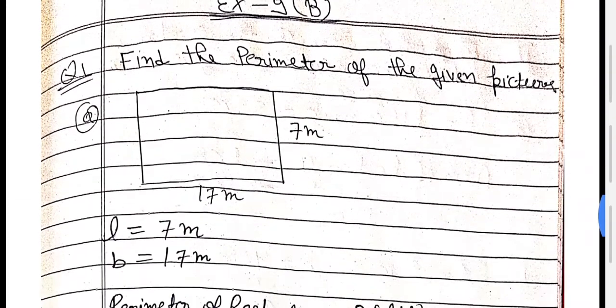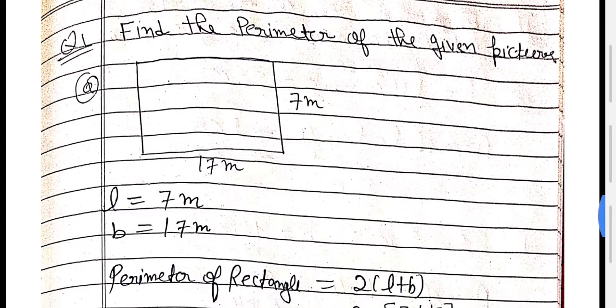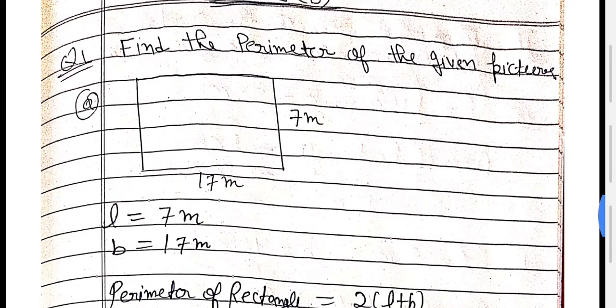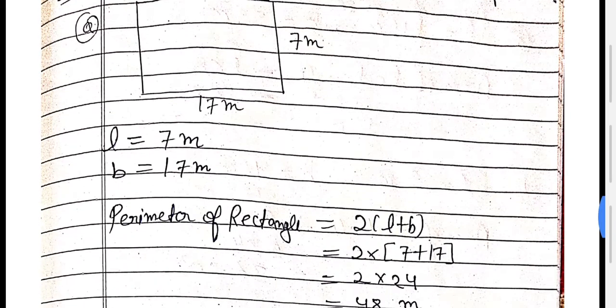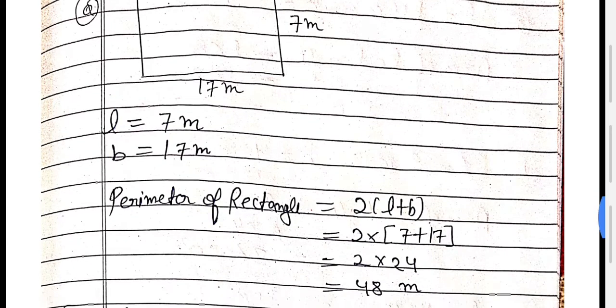Find the perimeter of the given picture. Picture is given where length is given and breadth is given. It is length, it is breadth. So you have to find the what? Perimeter. So perimeter of rectangle, by mistake I am writing here reverse. You write here length and here write breadth.